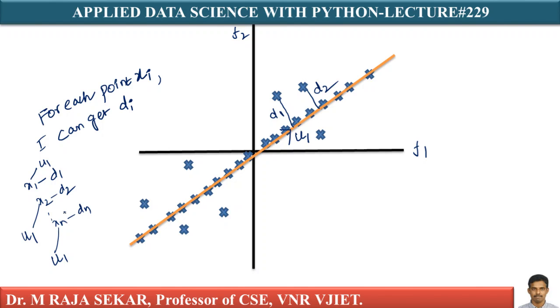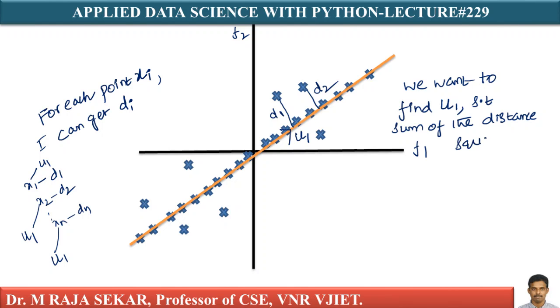Now, in the distance minimization approach, what do I have to do? As I told you, I must minimize the distance. We can write the optimization problem as follows: we want to find u1 such that the sum of the distance squares is minimized. I must minimize the sum of the distance squares.